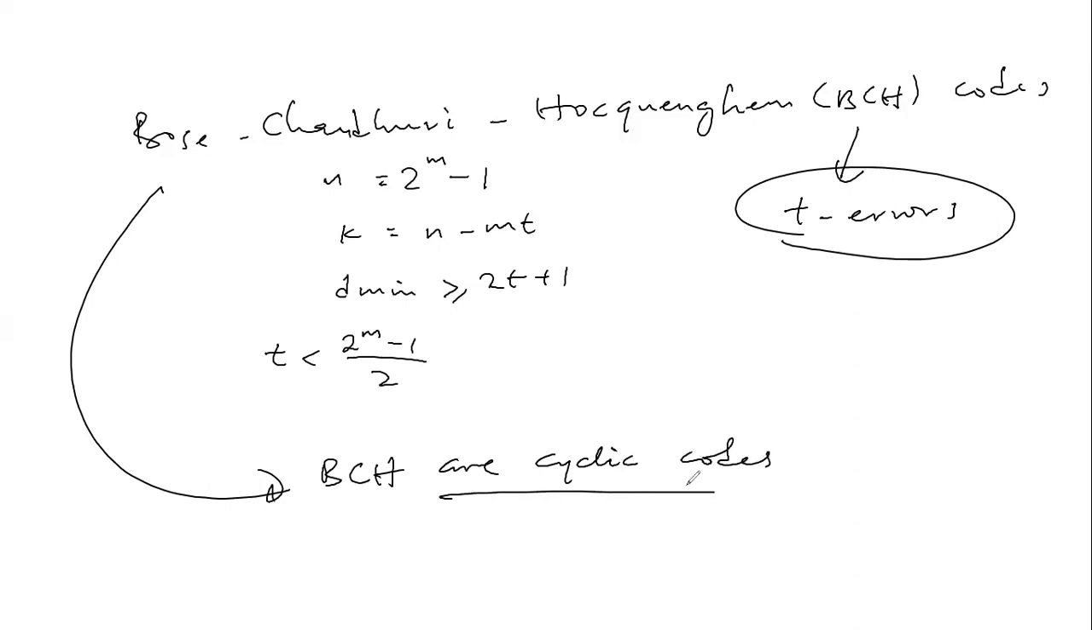Going by the type of errors that can be corrected by cyclic codes.